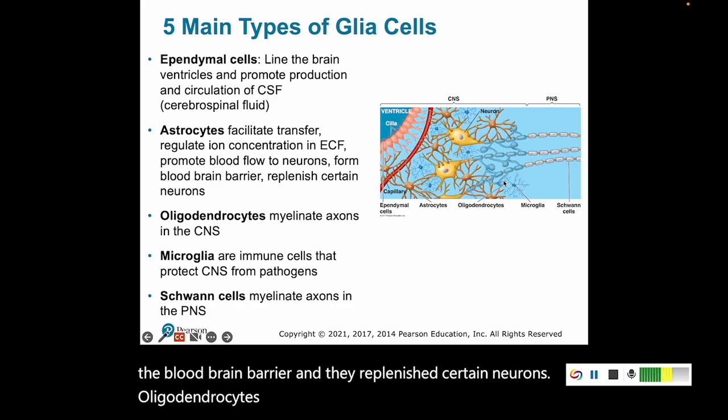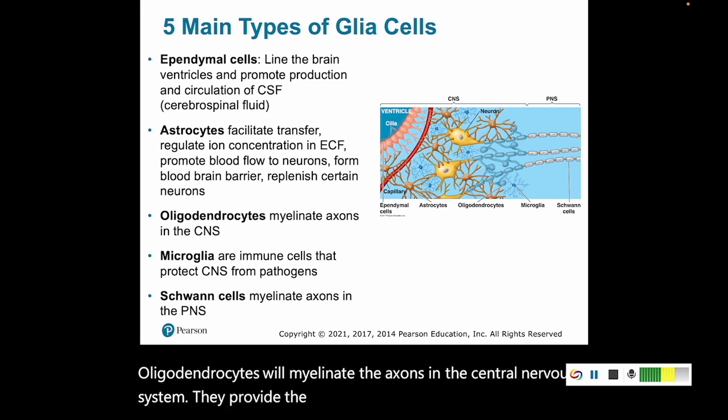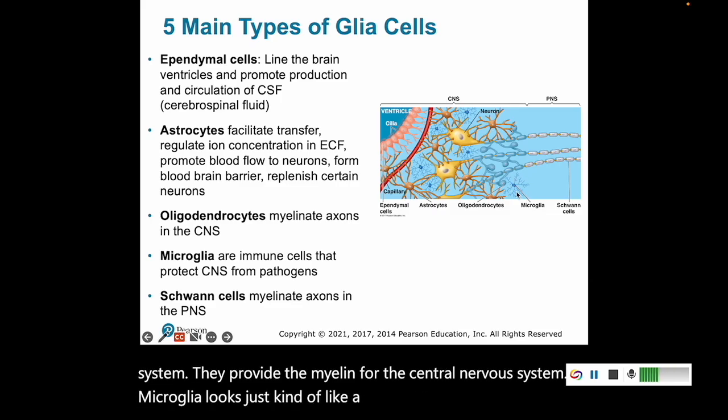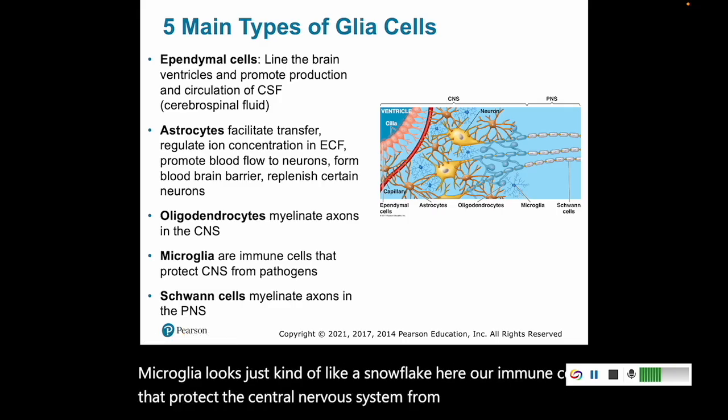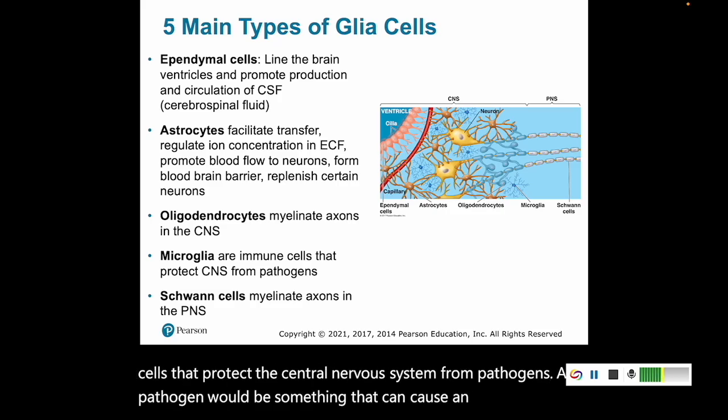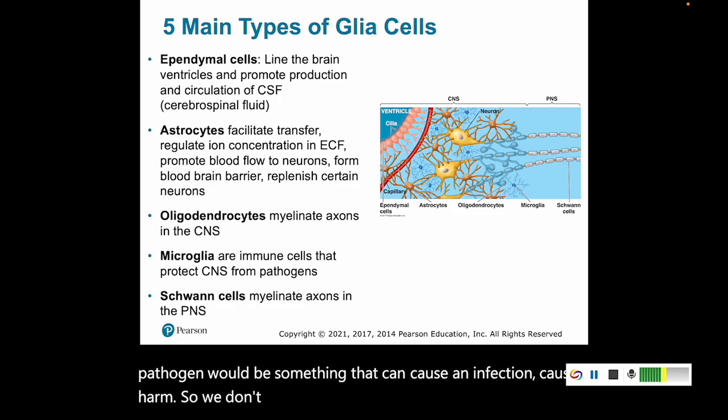Oligodendrocytes will myelinate the axons in the central nervous system. They provide the myelin for the central nervous system. Microglia, looks just kind of like a snowflake here, are immune cells that protect the central nervous system from pathogens. A pathogen would be something that can cause an infection, cause harm. So we don't want infections in our brain. So that's helpful in that.